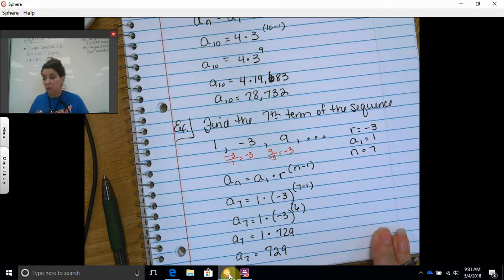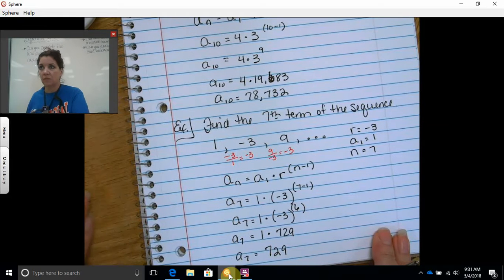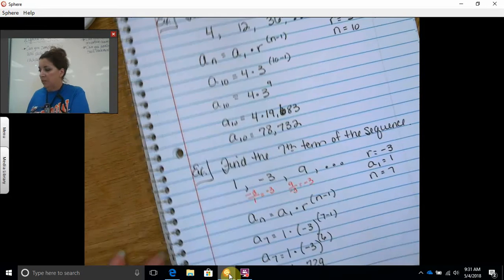Okay, let me show you one more that has fractions. And then I'm going to show you what happens when it gets a little tricky. So no questions on this? Okay, 213.